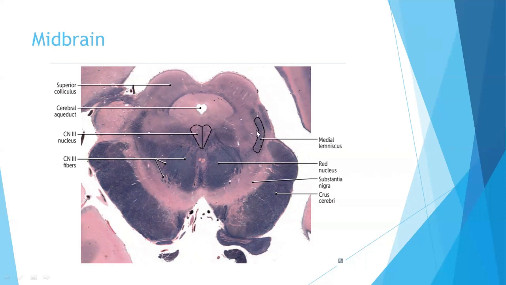So here you can see this is the midbrain. We have the superior colliculus, and this is the cerebral aqueduct of Sylvius. This is one of the differentiating factors of the midbrain. This is the cranial nerve 3 nucleus in between. This is the medial lemniscus. These are the cranial nerve 3 fibers coming out, and here we have the red nucleus, the substantia nigra, and this is the crus cerebri. Now you can differentiate the midbrain by the cerebral aqueduct, or the oculomotor, or the cranial nerve 3 nucleus. And whenever there is pathology in these parts, the specific symptoms will appear.